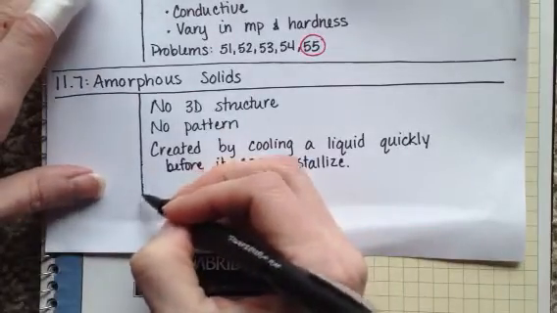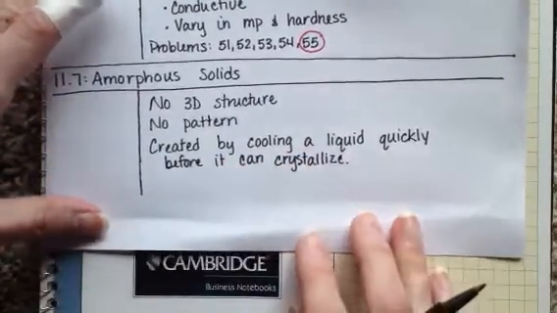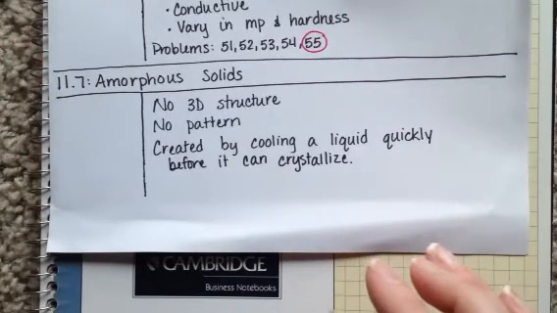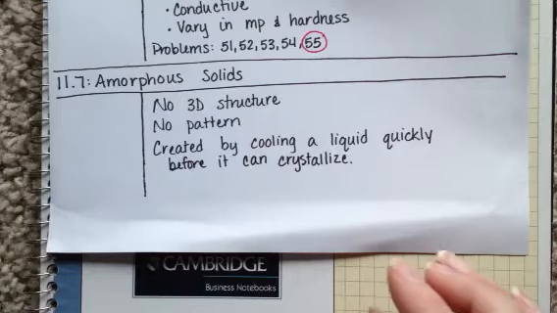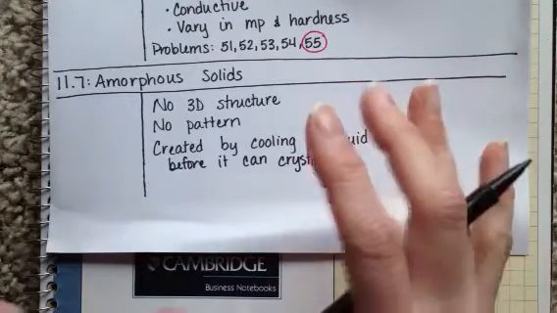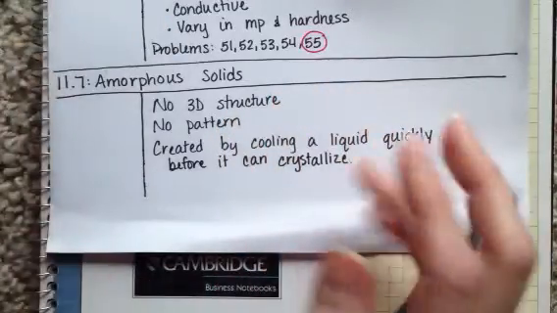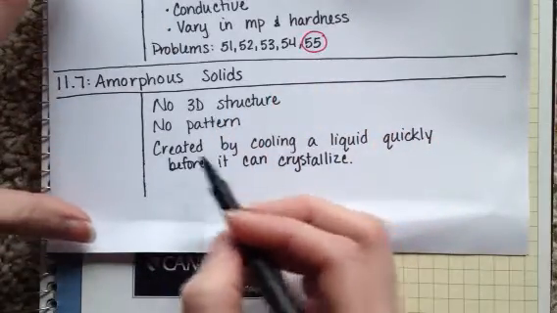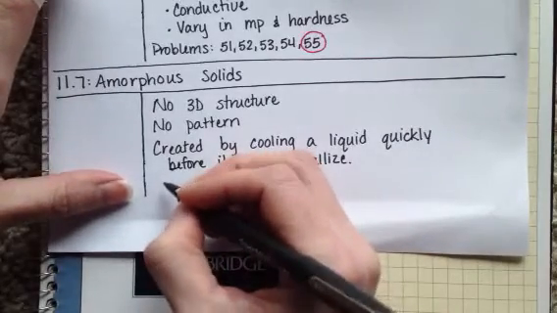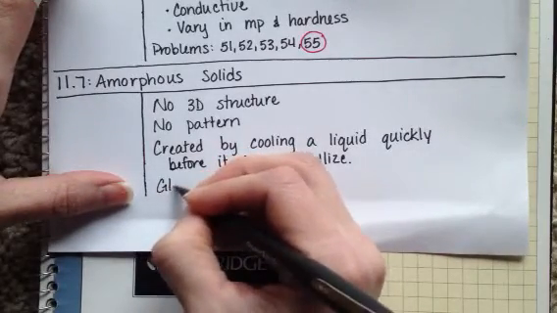In this, you would need to cool it even faster and to an even lower temperature, where you would just take away the energy so it wouldn't have the kind of motion that's associated with liquids anymore, and everything would just stop moving, but they would stop moving in the wrong place. So they wouldn't be networked or organized into patterns. The best example of an amorphous solid is glass.